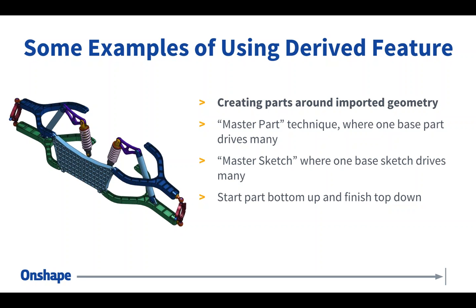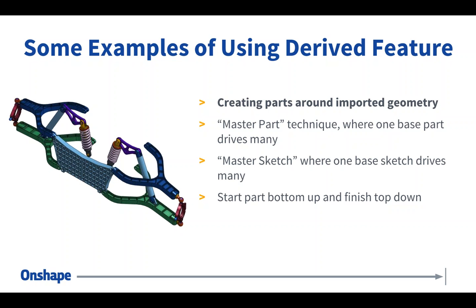Another example I often mention with derived features is what's often referred to as a master part technique. It's really where you have this one part that drives many different parts. It's a modeling technique that I find very common if you have a lot of contextual relationships to one thing, one big entity.